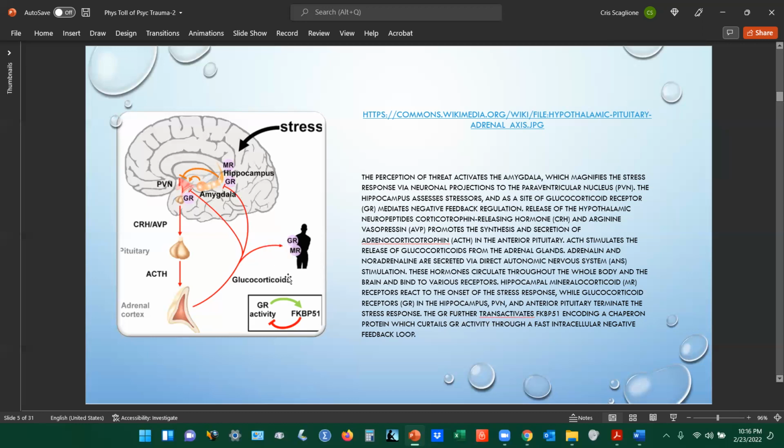This little guy here in the corner also says GR and MR. One of the things that the adrenal gland releases are not just glucocorticoids, but also hormones that help us to better utilize our minerals. So this stands for essentially mineralocorticoid receptors, but that's not as crucial to the discussion as the glucocorticoid activities of the stress response.